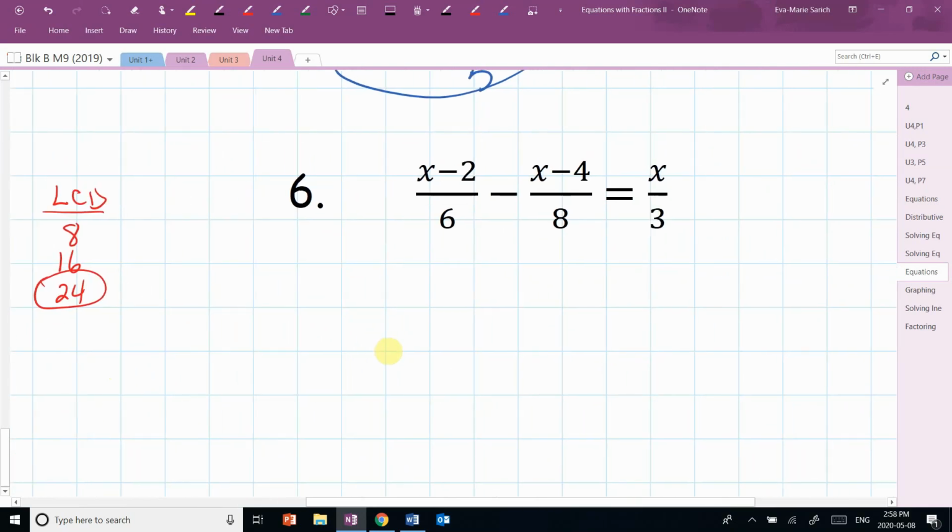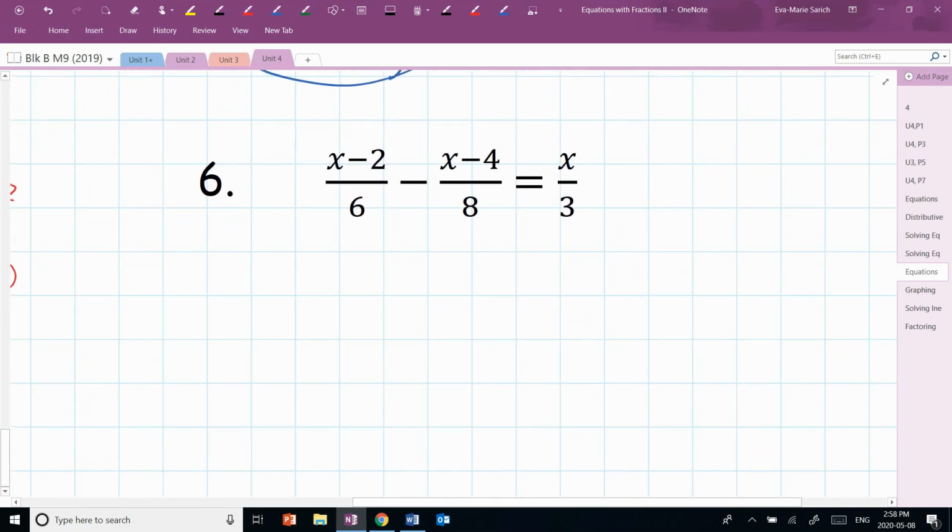Let's look at question 6. Okay, a little bit more complicated, 3 fractions, 3 different denominators. Okay, so the first fraction has 2 parts we'll put a bracket around. The second fraction has 2 parts we'll put a bracket around. The third part has a 1 term at the top. So we're going to take all 3 of those terms, right? We know there's 3 terms because there's a fraction, a subtract, a fraction, an equal, and then a fraction. So 1, 2, 3 fractions.